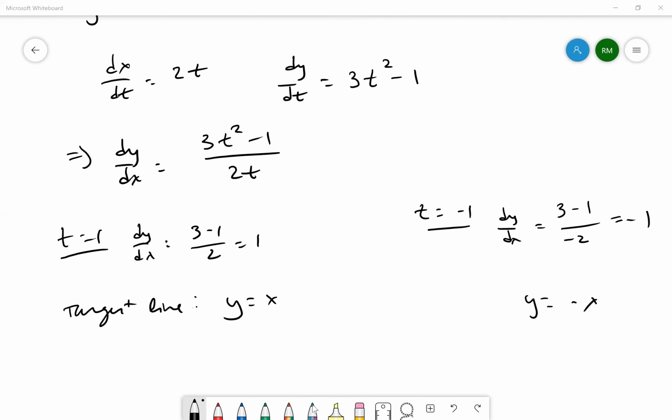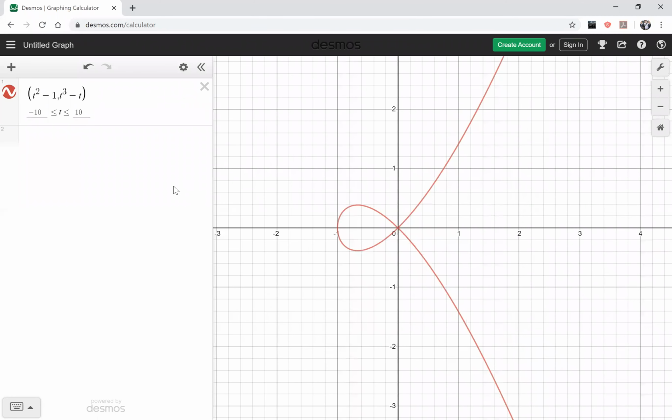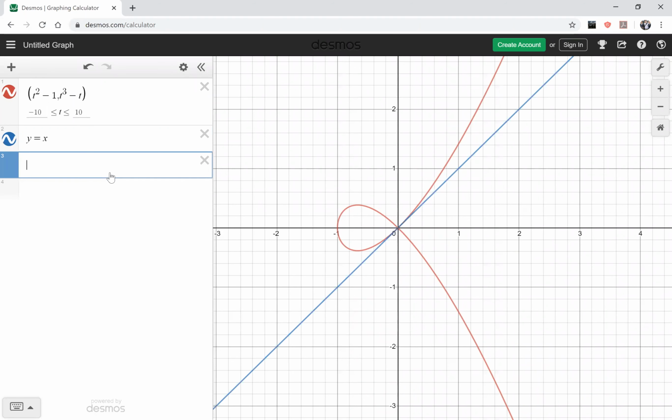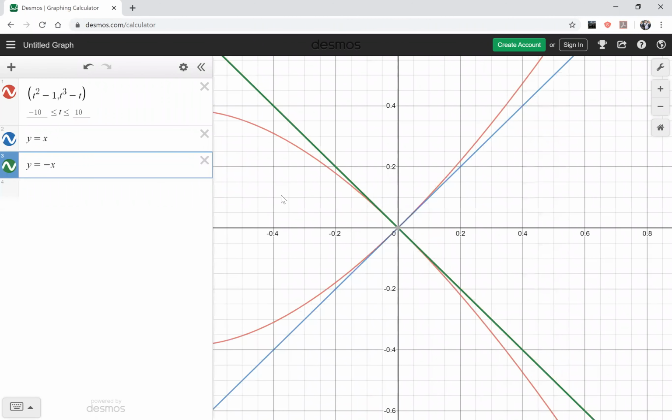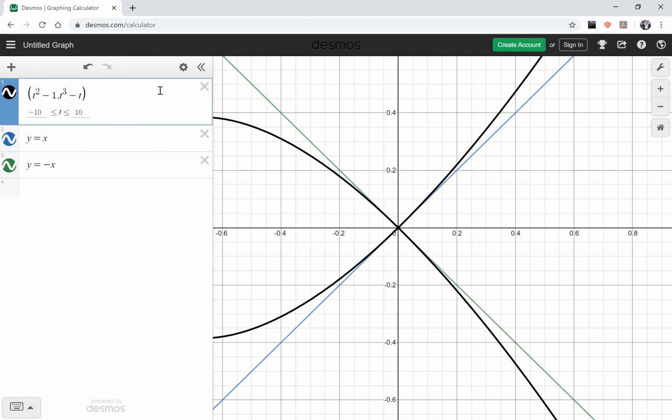All right, let's share that screen so I can show you what it looks like. So this is what the curve looks like in Desmos. And here's the curve y equals x and the curve y equals minus x. And if you zoom in, you see that what I'm going to make the black curve is our parametric equation. And the green and the blue are the two tangent lines when we go through the origin at those two different points in time.